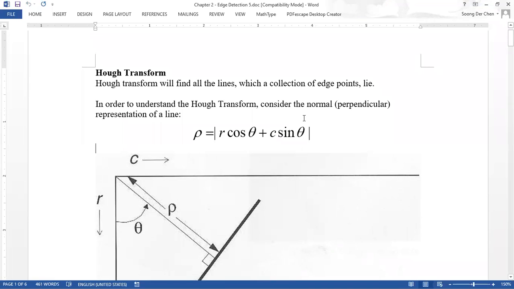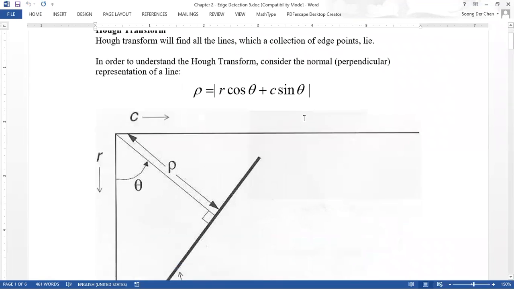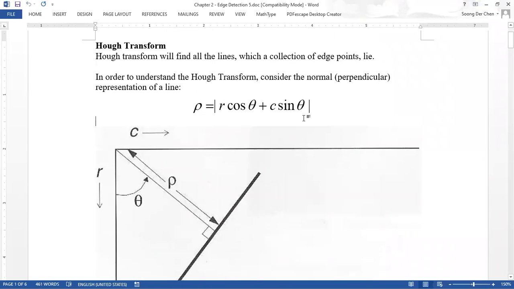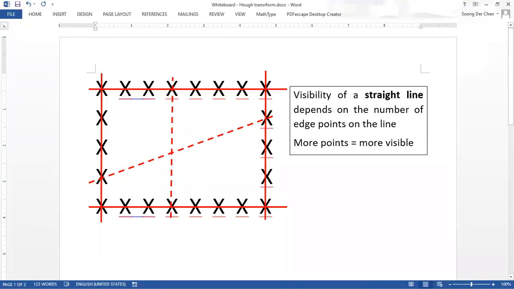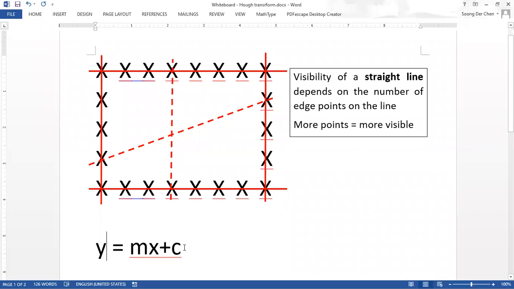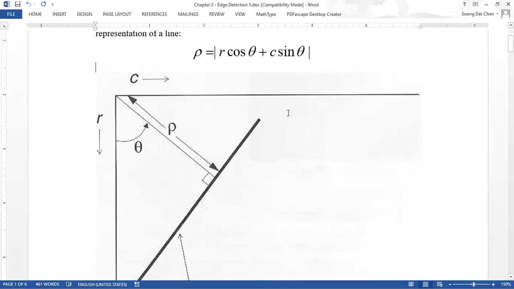In order to do the detection, of course, we need to represent the line. Previously, you have learned how to represent a line by using y equals mx plus c. You still remember that? Yes, sir. But for this purpose, we are not going to use this type of equation. We're going to use another equation called rho equals r cos theta plus c sin theta.